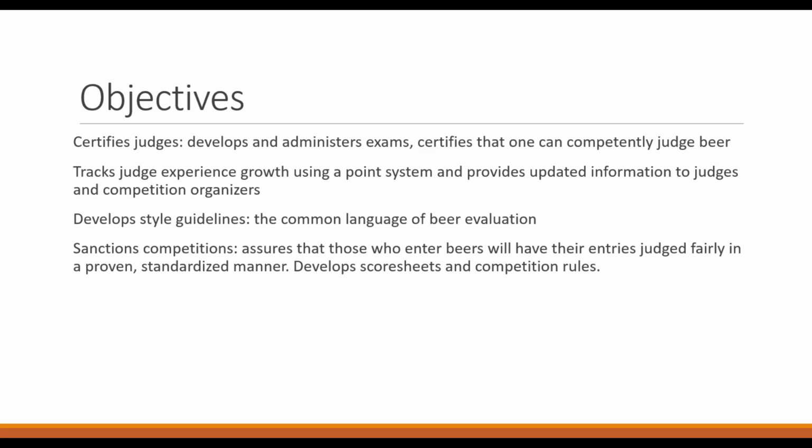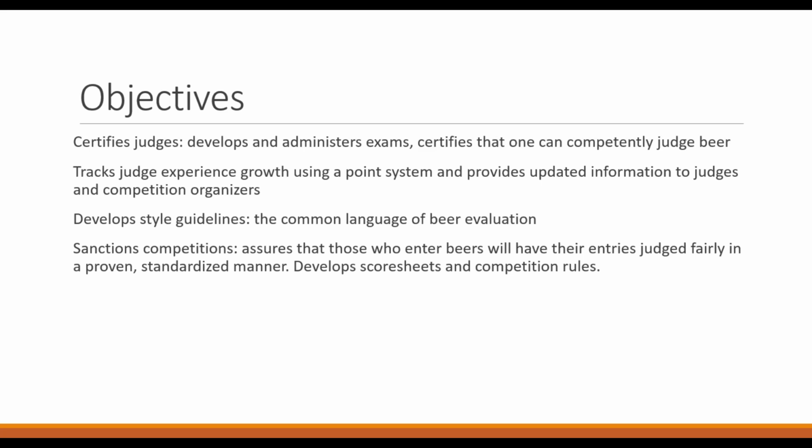First one is certified judges. So to become a judge, you have to go through a proper process of examination and certifying that you can actually judge beer, and you can move up depending on experience and how well you do on the exams. That's the next item: track the judge experience growth using a point system.